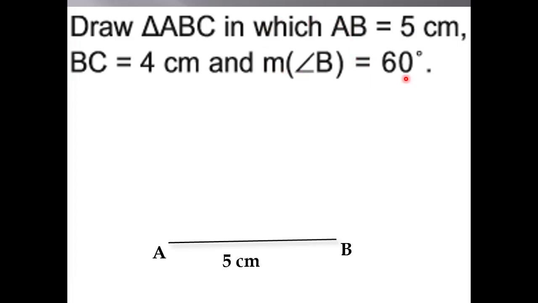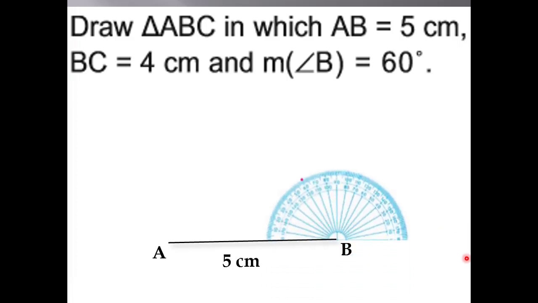Now let's move to the angle. Now we have angle B. So I want to measure an angle B 60 degrees. Put the center of your protractor at B, then put a point here at 60 degrees, then draw a line segment.